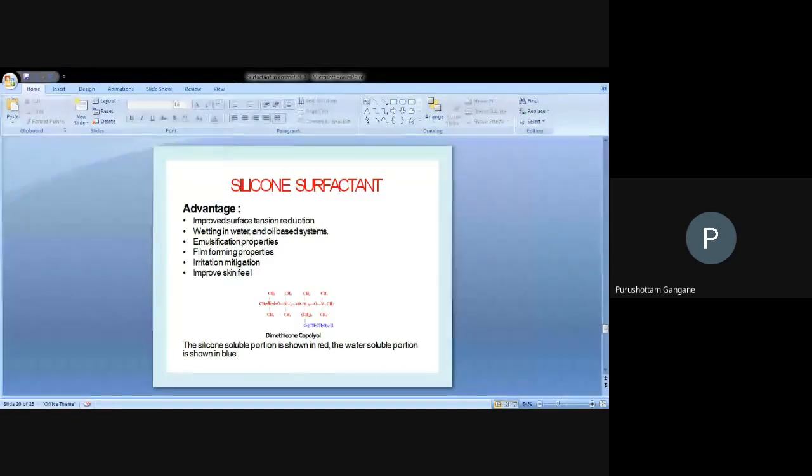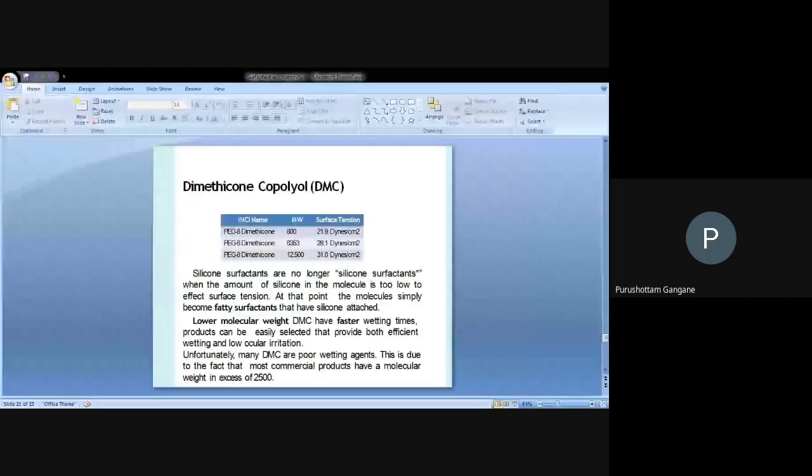Dimethicone copolyol. The silicone soluble portion is shown in red and the water soluble portion is shown in blue. So that is the structure in which the group that is water soluble and the group that is oil soluble or silicone soluble are indicated by the two colors. The blue color, the hydroxyl containing group, is definitely the water loving or hydrophilic portion. So this is more about the dimethicone copolyol.